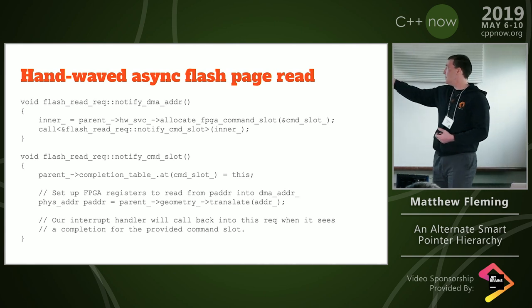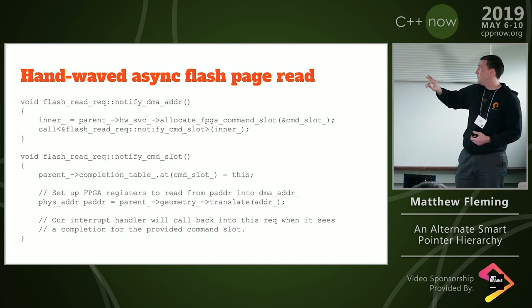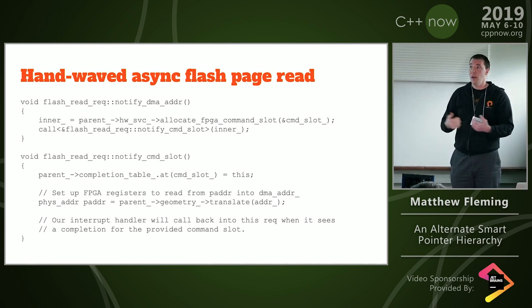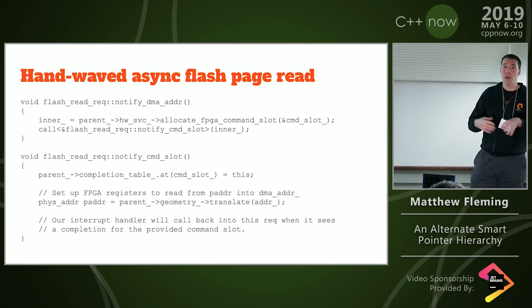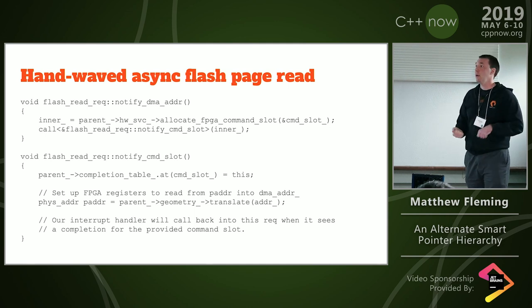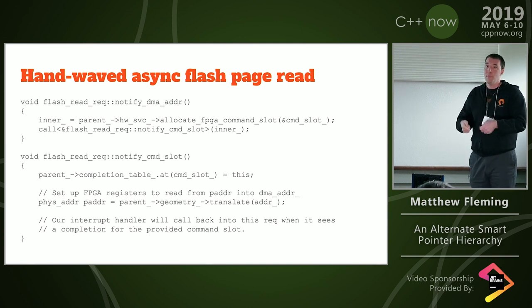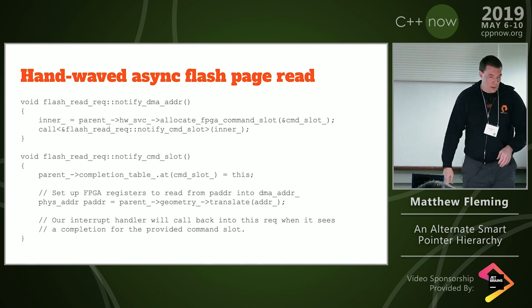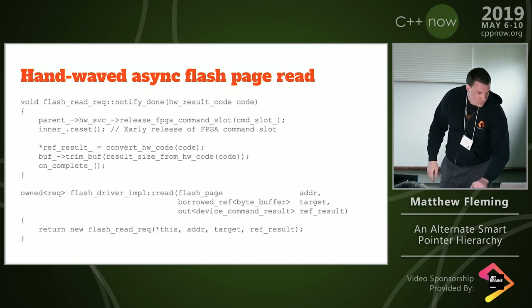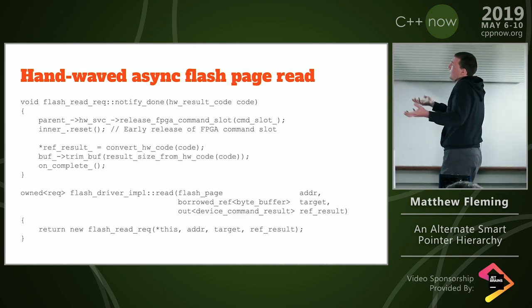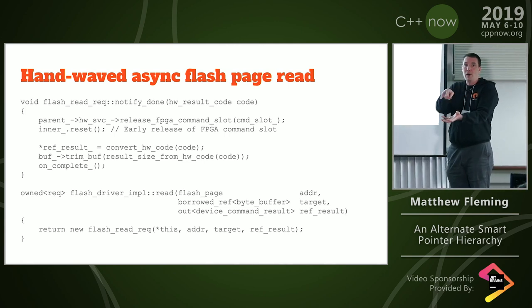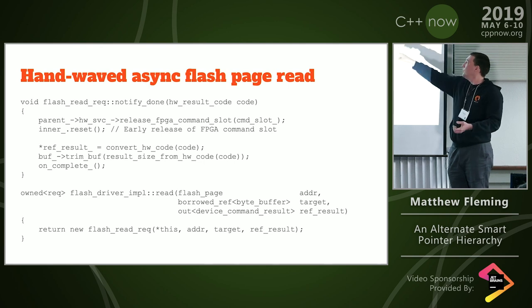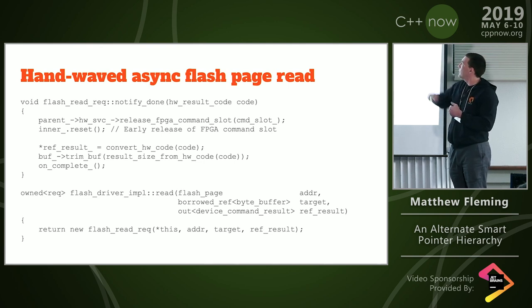So once I have the command slot, I tell the parent where my thing is. I translate the flash address into something that the FPGA understands, and I fill in some FPGA registers. And the moment I fill in those FPGA registers, I could get a completion on a different thread because there's some thread running in the background looking for completed hardware interrupt completions. And when I get that, we wrote all the code so we know what to do. When I get that, I say, great, a completion came out on this slot. I have a table that tells me what request was there. So I'm going to say, great, call this function notifyDone and tell it the result of the read.